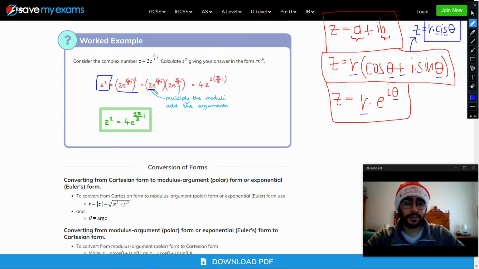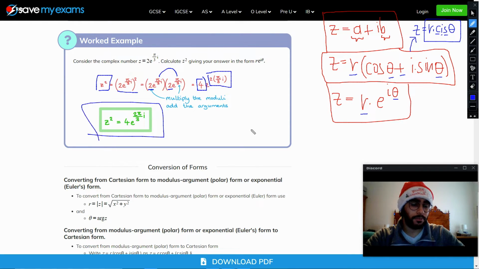Perfect, which means I just have to multiply the moduli. I did that. 2 times 2 is 4. And since I'm multiplying, that means adding the angles. Okay, pi divided by 3 plus pi divided by 3 is 2 pi divided by 3. And that's all. And that would be your overall answer. Of course, it's better to write the 2 next to the pi so that you have 2 pi divided by 3 times i. It's quite simple.